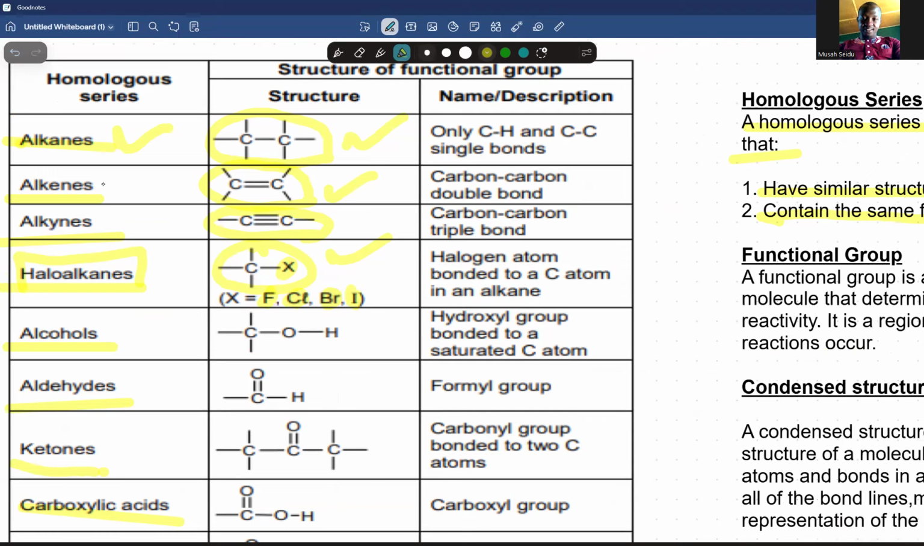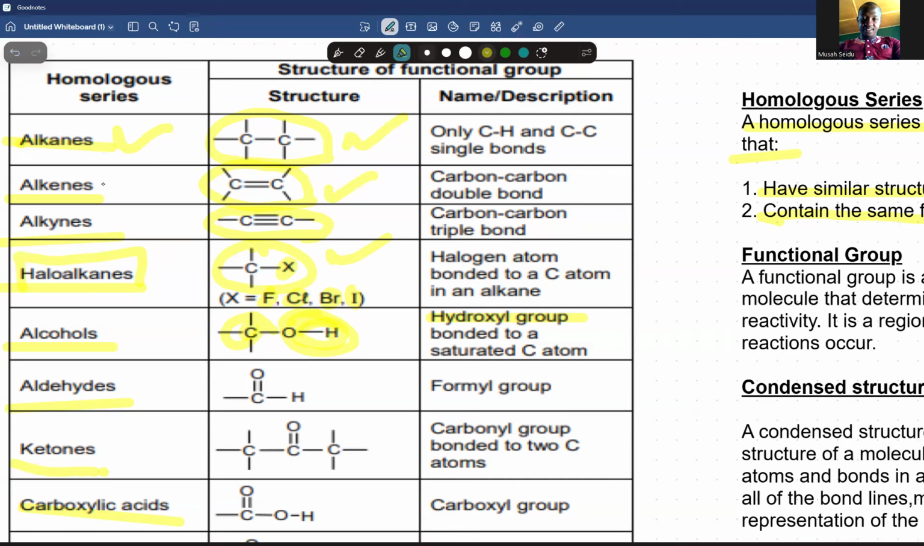Now, for alcohol, whenever we have carbon-hydrogen single bonds with an OH group, we call it the hydroxyl group. Then we are talking about alcohol. So the structure of the functional group of alcohol is carbon-hydrogen single bonds in addition to the hydroxyl group.